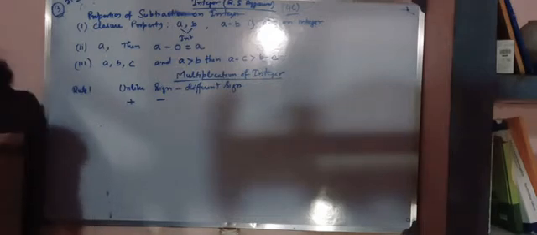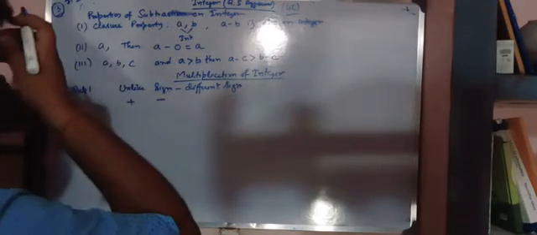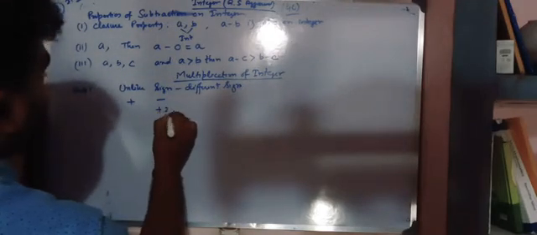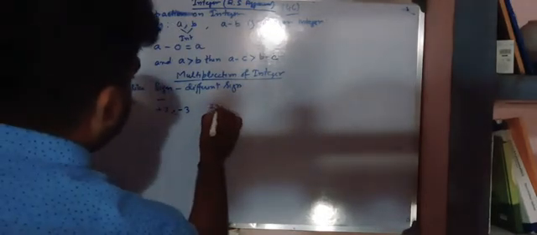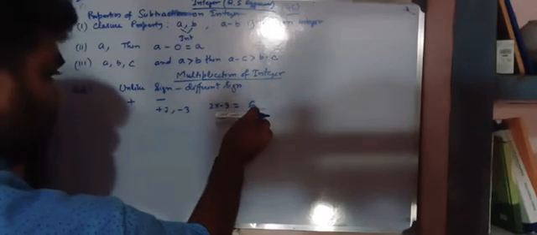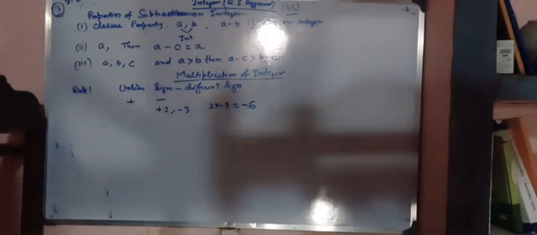Understood? With unlike signs, we find the product of their values regardless of their signs and give a minus sign to the product. Suppose we take plus 2 and minus 3 and find their product: 2 into minus 3 becomes minus 6. First we multiply 2 and 3, and 6 comes. Next we put a minus over here, because they have unlike signs.